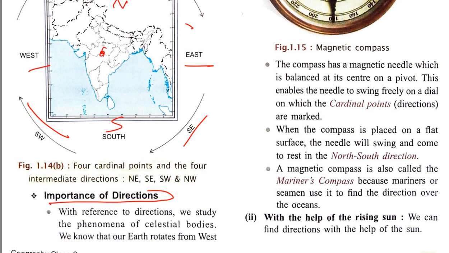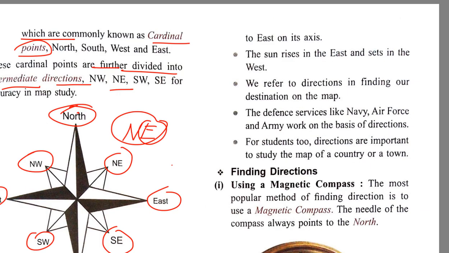Northwest, because here north is there, west is there, so northwest direction we have to go. So what are the importance? With reference to directions we study the phenomena of celestial bodies, and we know that our earth rotates from west to east on its axis. So all the celestial bodies we can identify on the basis of direction from one place.